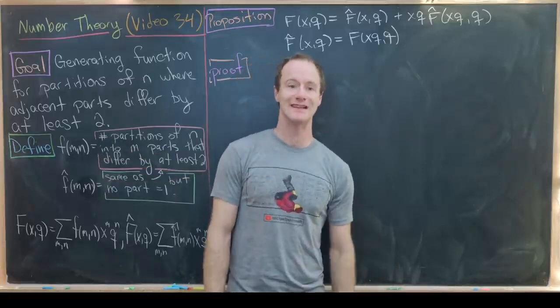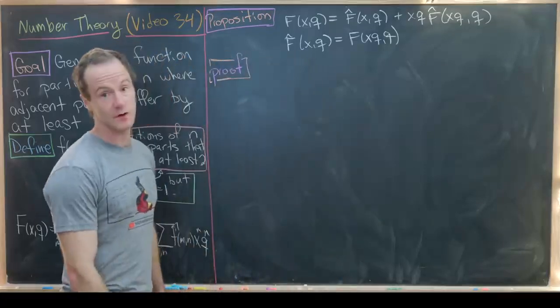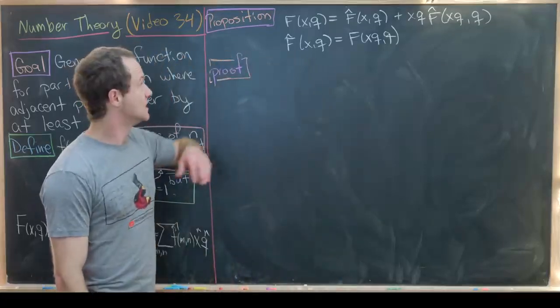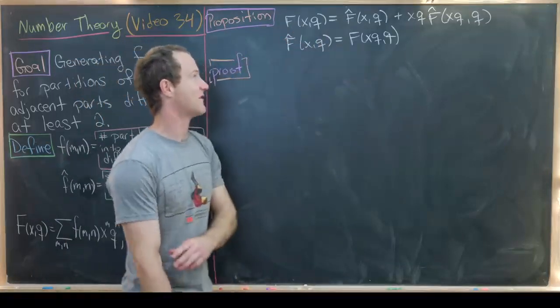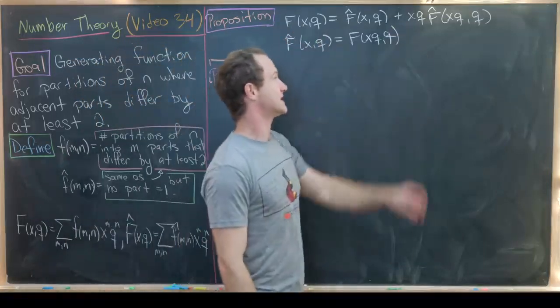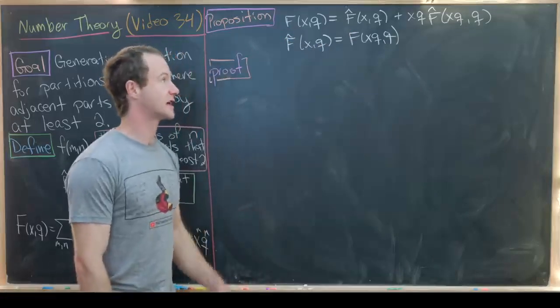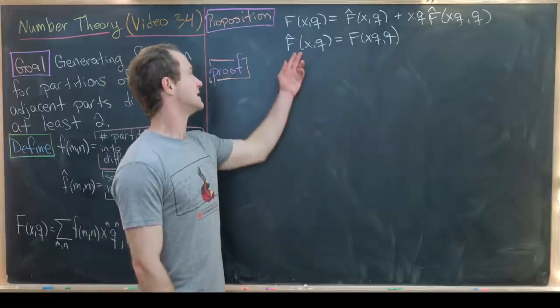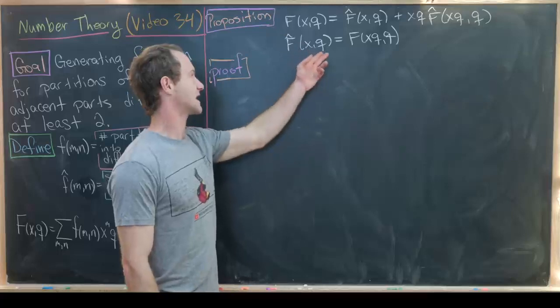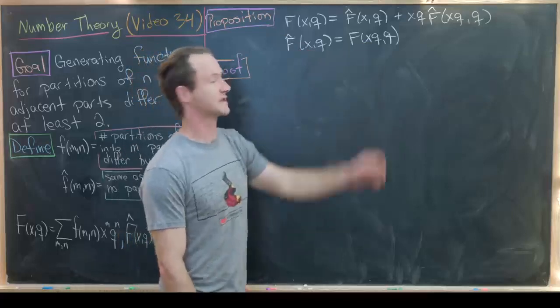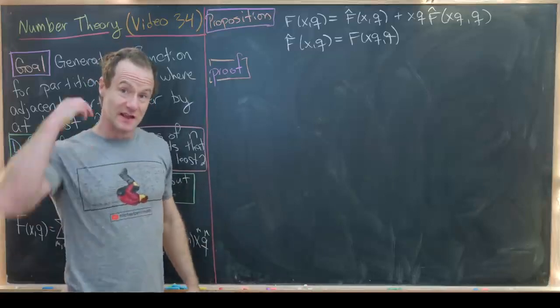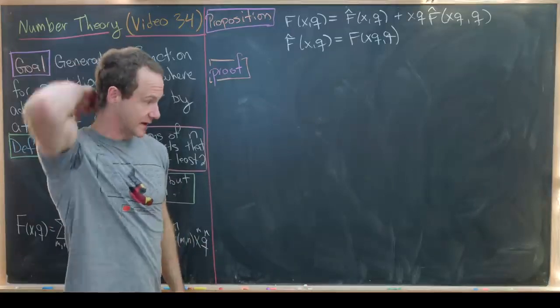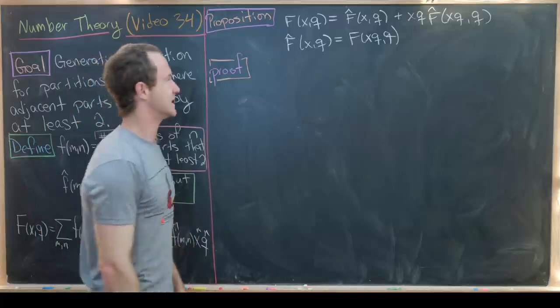And now we want to look at a generating function version of those recursions. So we've got this first one, capital F of x,q is equal to capital F hat of x,q plus xq capital F hat of xq. And then the second one, F hat of x,q is equal to F of x,q. So let's start with this first one. And as we'll see, these follow pretty quickly from the recursions that we just got done proving.